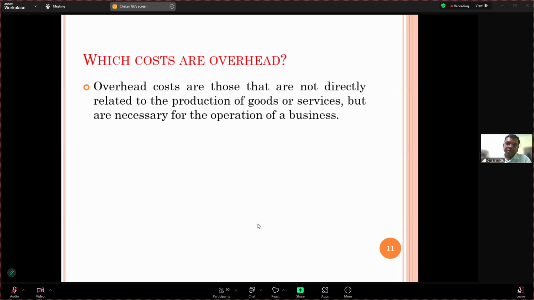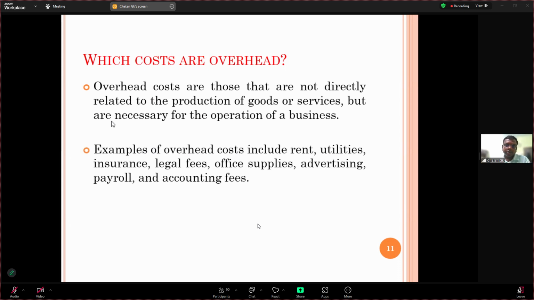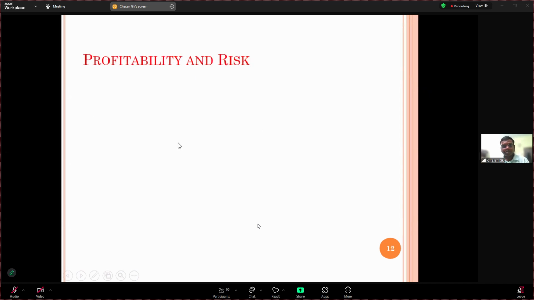So overhead costs are those that are not directly related to the production of goods or services, but are necessary for the operations of the business. You can't really say how much of the electricity I'm using for what. If the electricity bill comes, how much is for the service, how much is for the production of goods? You may keep track of it, but normally it is called overhead. So it is not related to production, but is related to operations of the company. Examples of overheads are utilities, insurance, legal expenses, office supplies, and advertising. All these are called overheads.